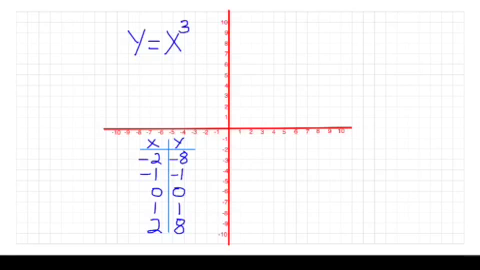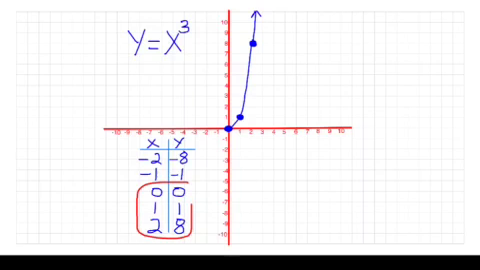Negative 2 times negative 2 times negative 2 is negative 8. Negative 1 times negative 1 times negative 1 is negative 1, and so forth. That's where the table came from. And if I plot those values and connect them with a line, there's half of it. That's actually the positive side.